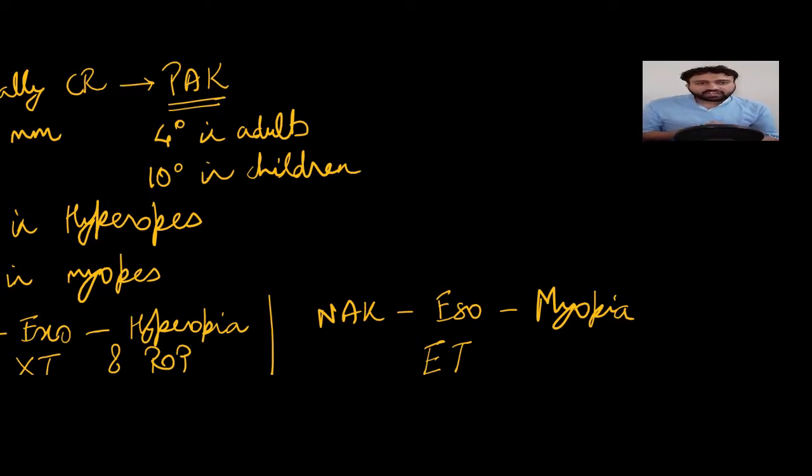Now the angle kappa is more in hyperopes and less in myopes, and basically a positive angle kappa is going to lead to a pseudo exotropia, something that can be seen in hyperopia and retinopathy of prematurity, and a negative angle kappa caused due to temporalization of the corneal reflex can be seen in myopia, and that causes a pseudo esotropia. That is all on this topic.